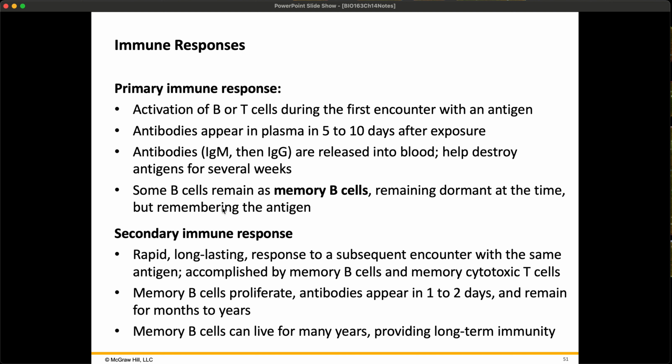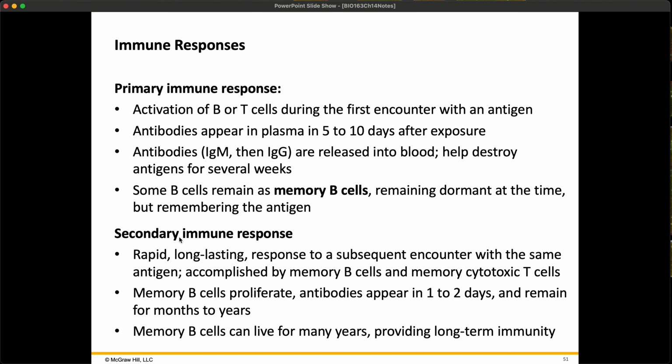The secondary immune response then, so after the first one that can take a couple of weeks to really get active, the secondary immune response tends to be rapid, longer lasting, and is much more vigorous in its response. Memory B cells proliferate, antibodies appear in 1 to 2 days versus 5 to 10 days, and they remain for months to years. Memory B cells, like I said, can live for many years, providing long-term immunity for something.